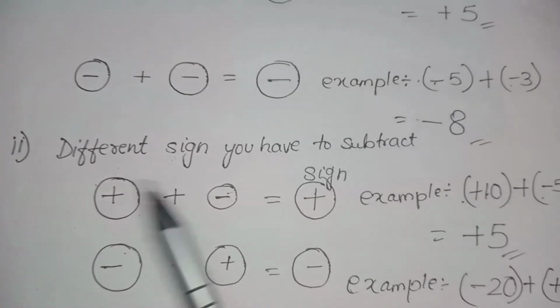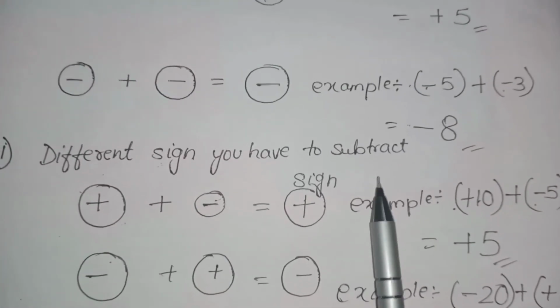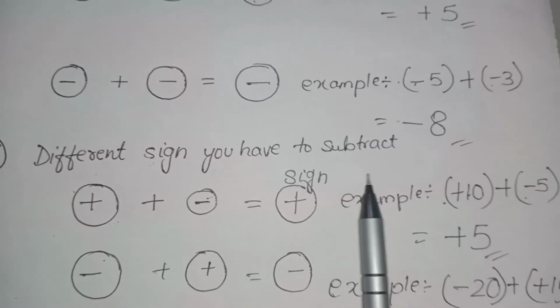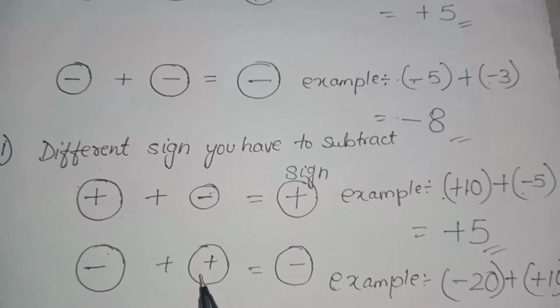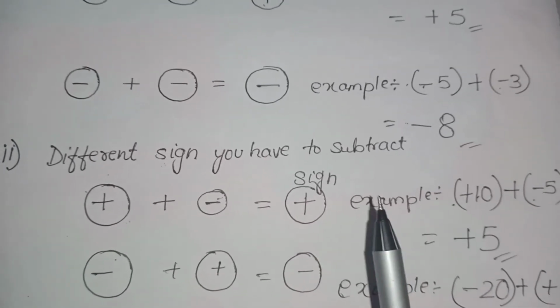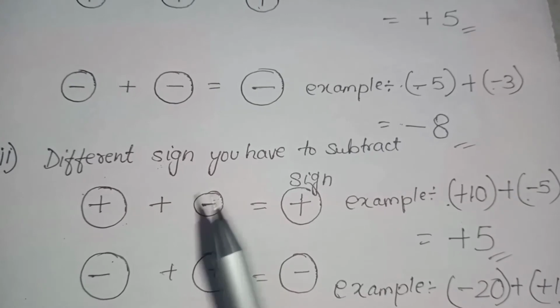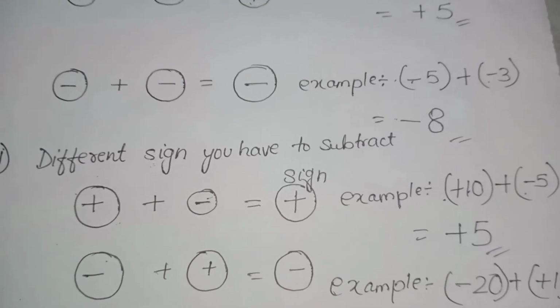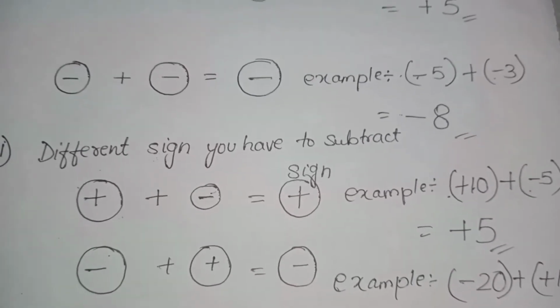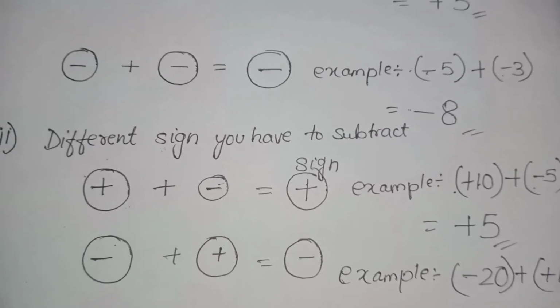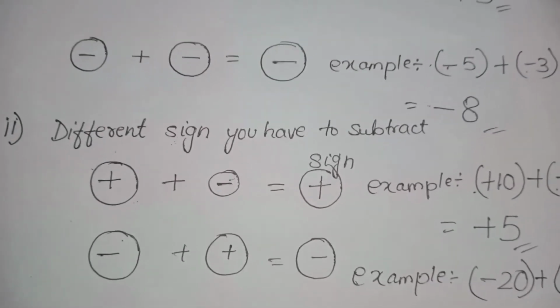But in case of different signs, what do you have to do? You have to subtract only. In both cases, whether it is plus minus or minus plus, you have to subtract. But which sign do you have to put? The sign of the number which is greater. You will cover both the signs and see which one is greater and put that sign. Okay, now let's do the exercise.